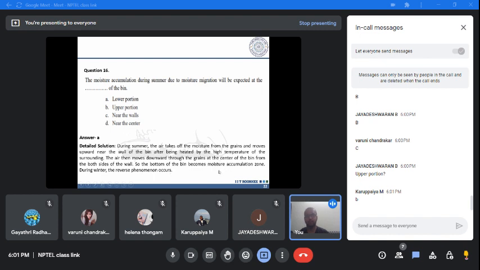It is the moisture accumulation zone, and in winter the reverse phenomenon happens. Okay. So in the summer season, the moisture migrates upward but it is collected in the lower portion of the bin. So the correct answer is A, lower portion.